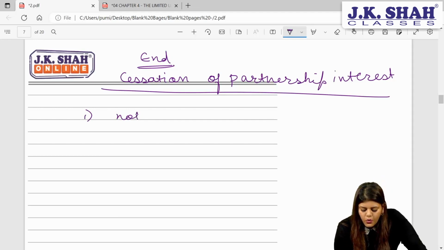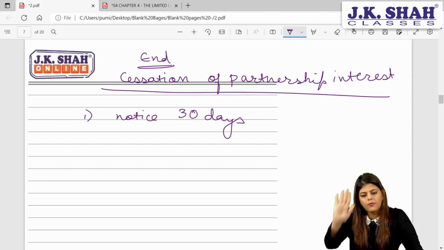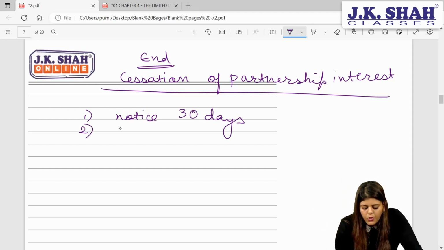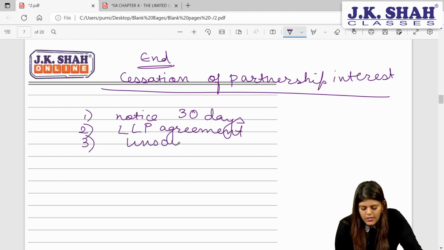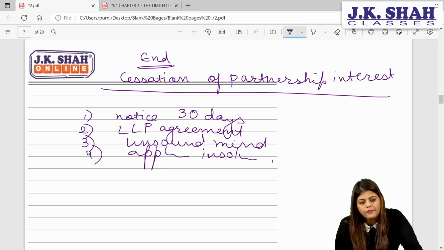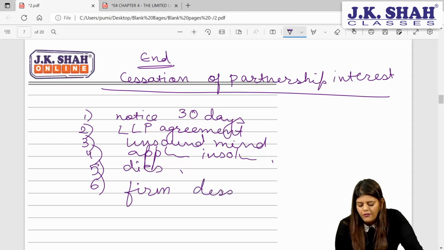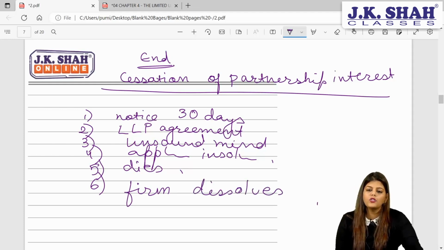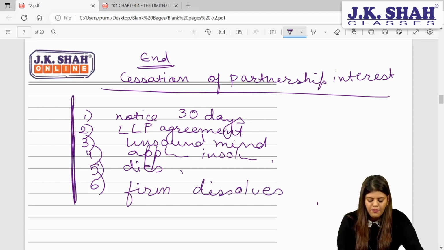First one, you give a notice of 30 days and you resign. Just like in companies, after giving 30 days' notice you say bye and leave, similar. Or you retire as per the LLP agreement, as given in the LLP agreement, you can just leave. Or the partner has been declared of unsound mind, then automatically he'll cease to be a partner. Or he has applied for insolvency or has been declared insolvent. Or when the partner dies, again he stops being a partner. And eventually if the firm dissolves. So if the LLP is dissolved, obviously your partnership interest will come to an end.